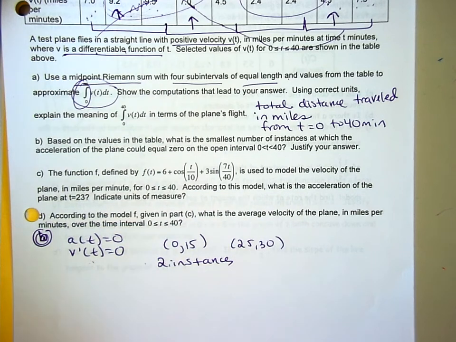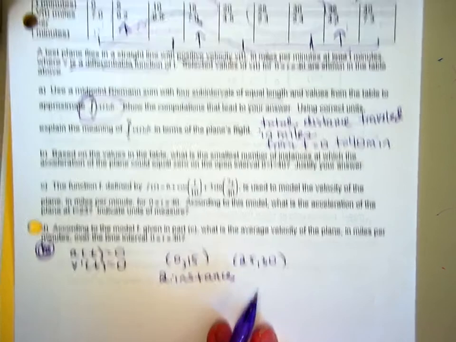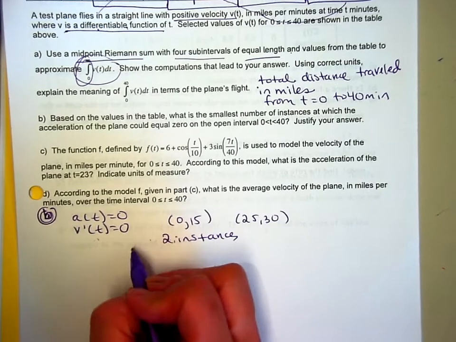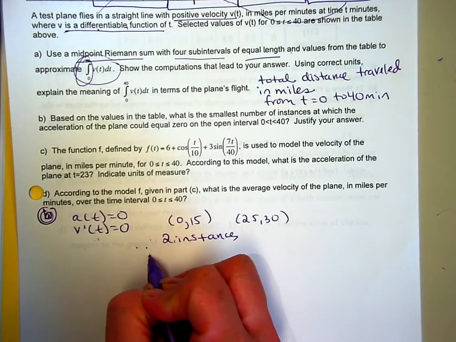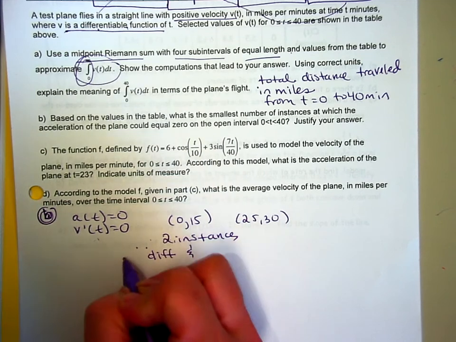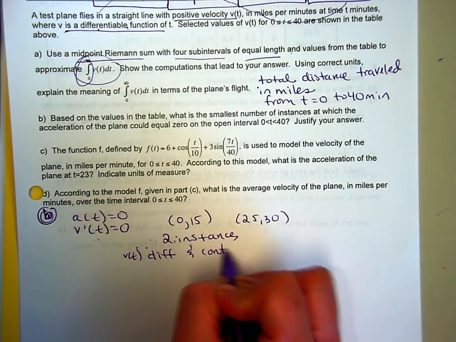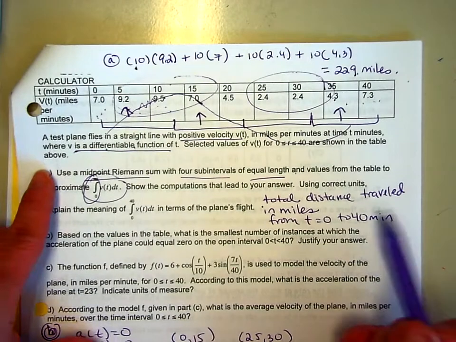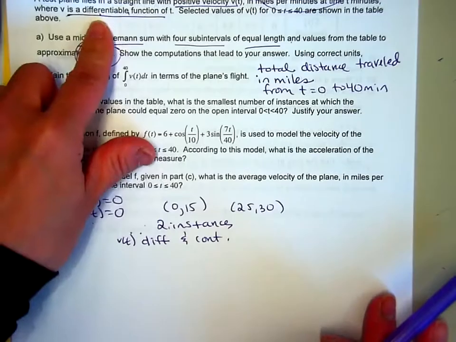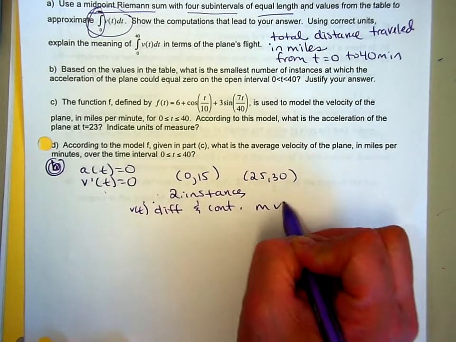Now it says justify your answer. What is this? This is your mean value theorem, because the function is differentiable, so it is differentiable and continuous. So there has to be 2 places where the slope is equal to 0. So this is your mean value theorem right here.